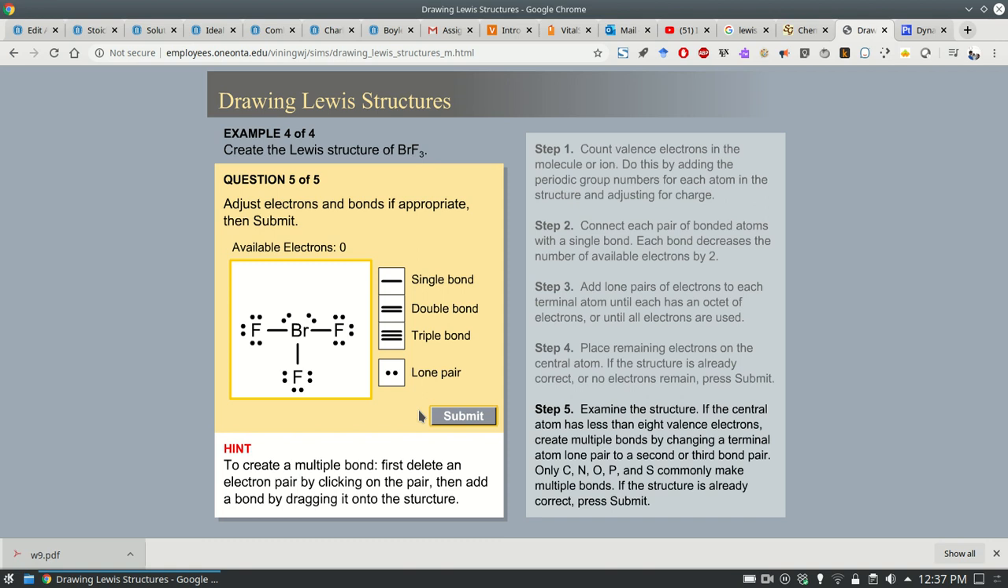I go to the next question, and then here, if you have more electrons, and therefore you need to make a double bond, this is how you would do it. You would click on somebody to remove a pair of electrons, and then you would click on the bond to make it a double bond. And if you wanted to, you can click on both atoms that are making the bond to remove the lone pair, that's possible too.